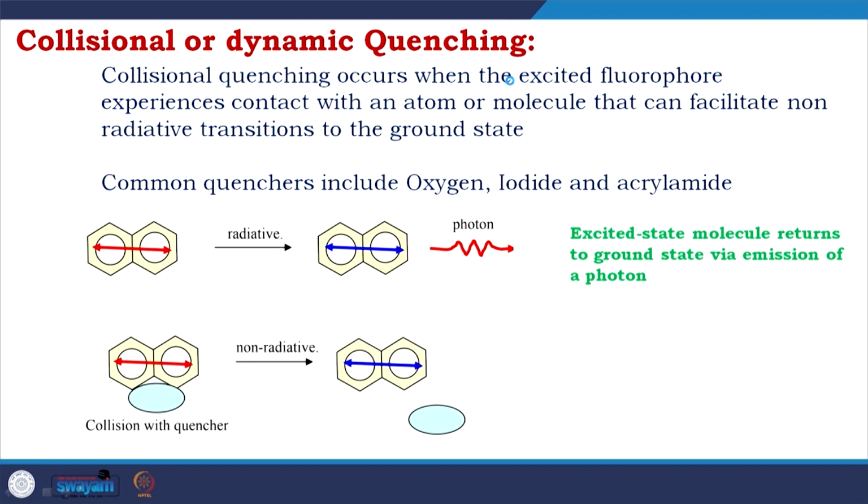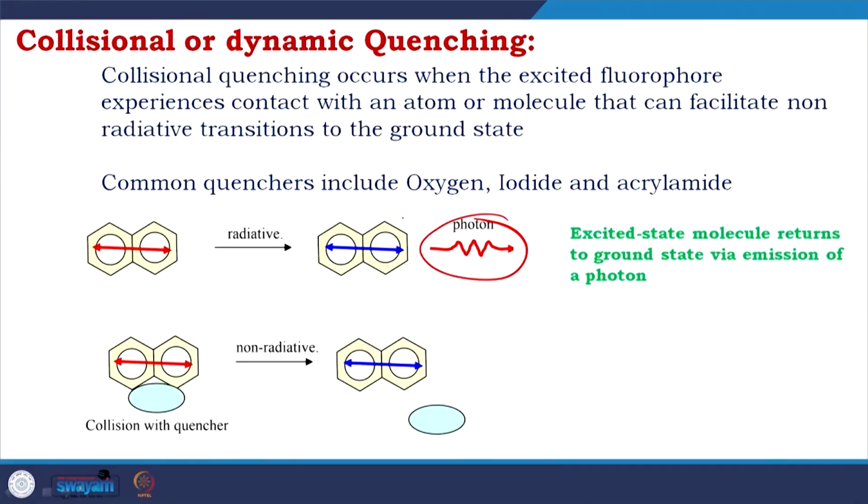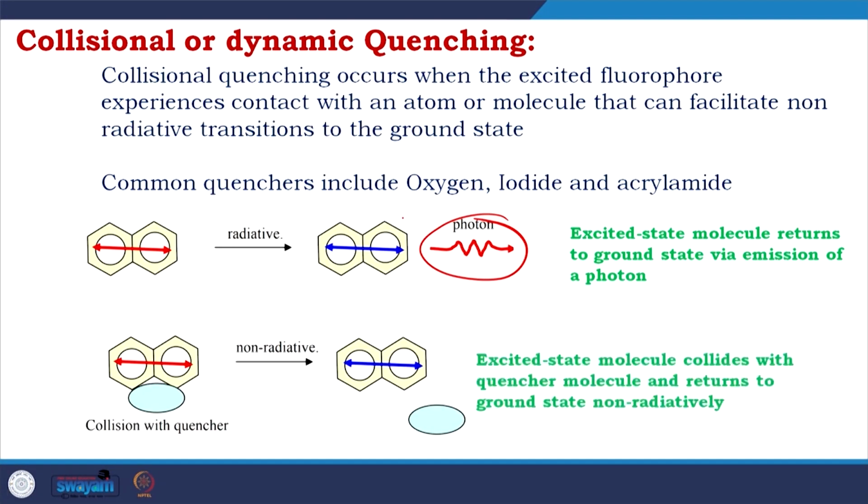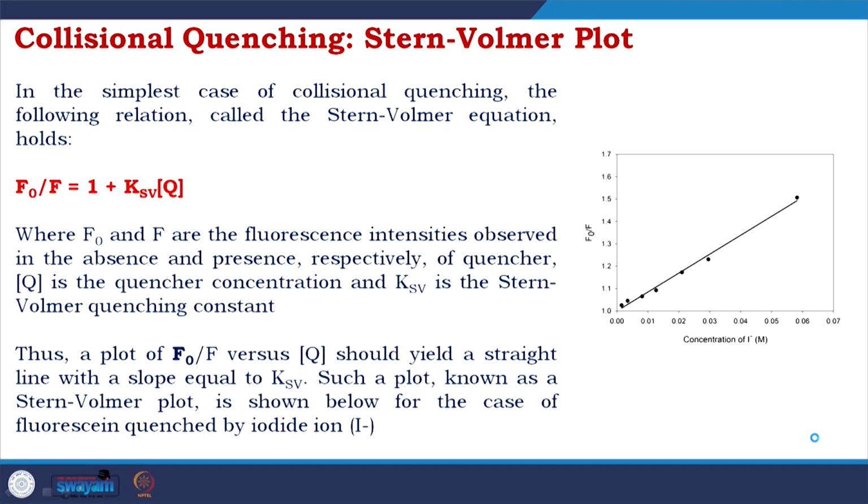The same molecule interacts with a quencher, comes back to the ground state, but could not provide a photon. The excited state molecule collides with the quencher molecule and returns to the ground state non-radiatively. So, no fluorescence or less fluorescence is observed. Now, you could quantitatively measure the effect of collisional or dynamic quenching.